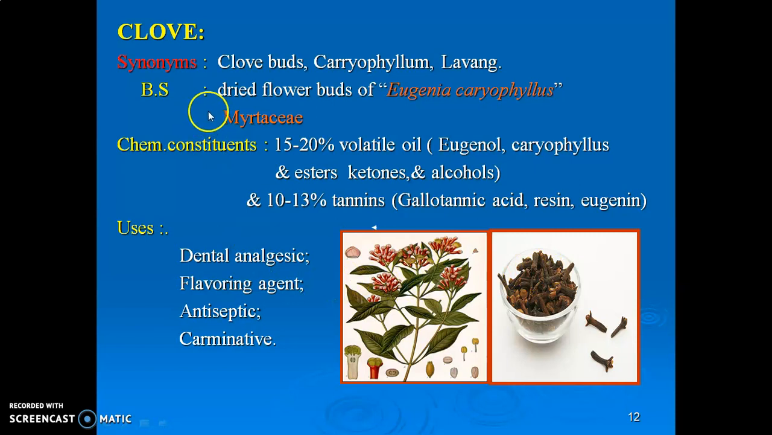Then clove, which is also known by different names, clove buds, caryophyllum, lavang, obtained from the biological source dried flower buds of Eugenia caryophyllus belonging to family Myrtaceae, having important constituents volatile oil, eugenol, caryophyllene, esters, ketones, and alcohol. In addition, they also contain tannins, gallotannic acid, resin, eugenin. It is used for different purposes such as dental analgesic, flavoring agent, antiseptic, carminative. Dental analgesic means it is used for relieving pain from the tooth. Flavoring agent has a particular odor.